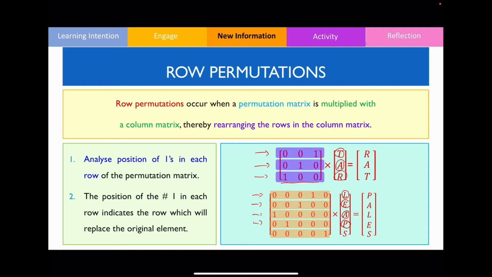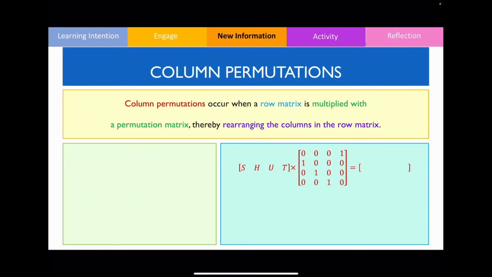Let's now look at column permutations. So column permutations occur when you've got a row matrix, and this is then multiplied by a permutation matrix, and in doing so, this shuffles the columns found in the row matrix. In order for us to perform a column permutation, it's going to follow very similar steps, but in this case, you're going to be analyzing the positions found in each column rather than the row.